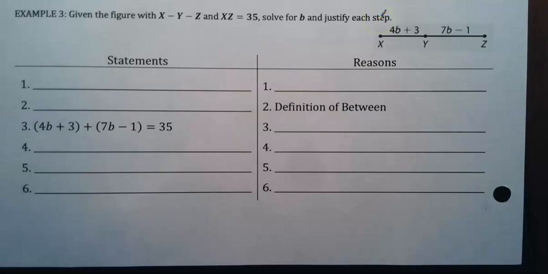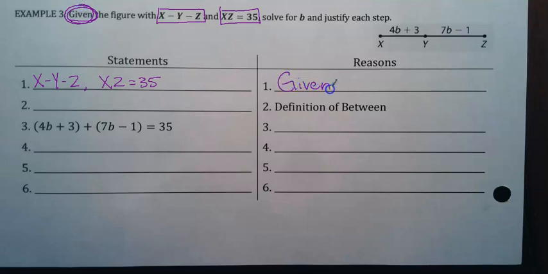So what is our first statement here? What are we going to put there? It could be more than one, because here we're given 2 different pieces of information. We're given x dash y dash z. Remember that this means that y is between x and z. And we're given that xz equals 35. The measure there is 35. So that's what we put here. In our statement, we're going to put x dash y dash z, and we know xz equals 35. This information was given to us, right? It says given. So for the reason we say, hey, it was given to us. That's it.